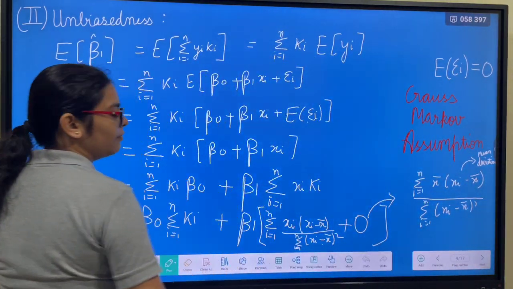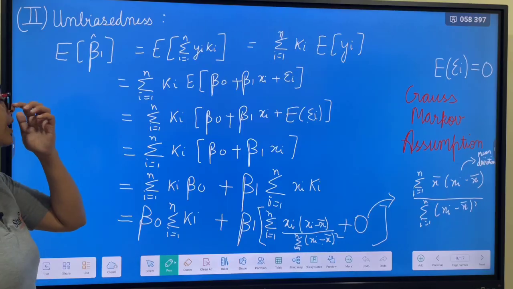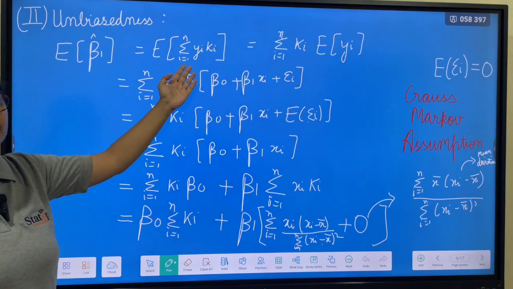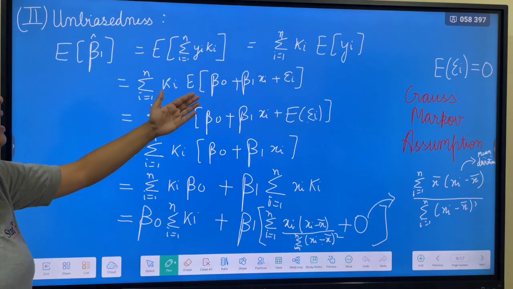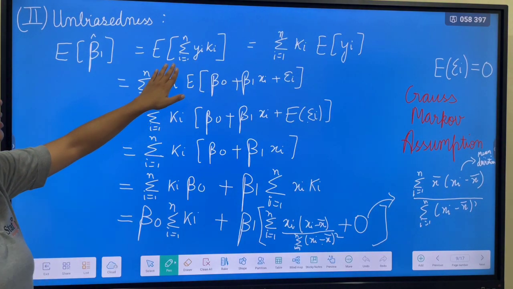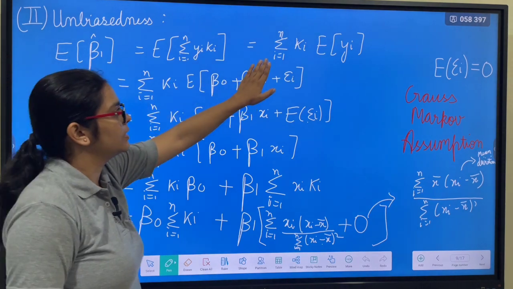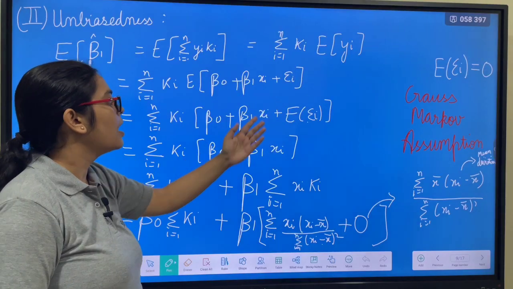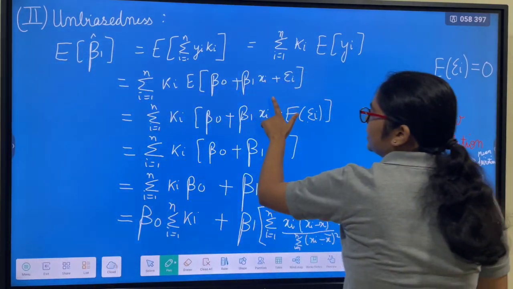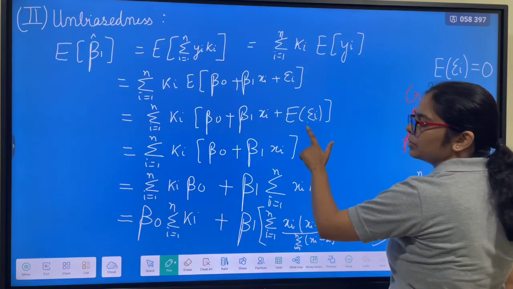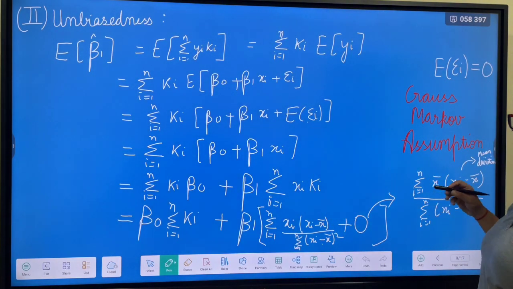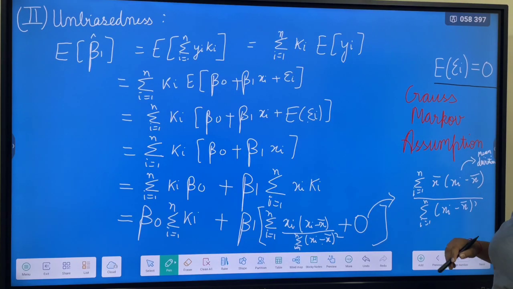Now the second thing that we will discuss is unbiasedness. We take the expectation of beta 1 cap. Then beta 1 cap can be written as summation i goes from 1 to n, yi ki, and since ki and summation are treated as constant, they come outside and expectation of yi is written as this. Now we can write the value of yi as this. Here, beta naught, beta 1 and xi all are treated as constant, only expectation of epsilon i, which is the error term, is taken. Now by Gauss-Markov assumption, as we have discussed earlier, our expectation of epsilon i, which is the error term, is always equal to 0.